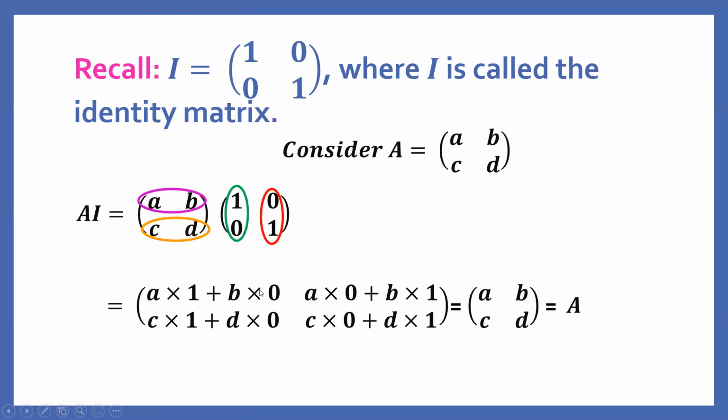So simplifying, B times 0 will give me 0. A times 1 is A, so I get A. Similarly, I will have B, C, and D. And you can see that the product AI is in fact equal to matrix A. So AI is equal to A.